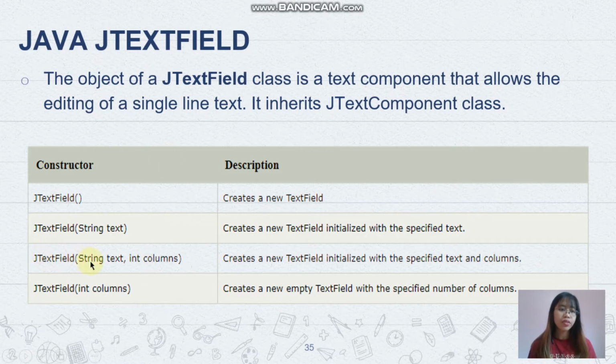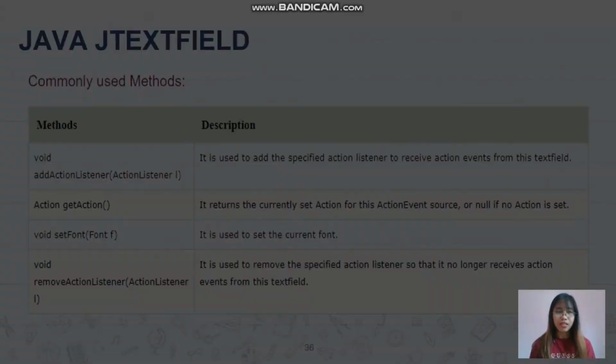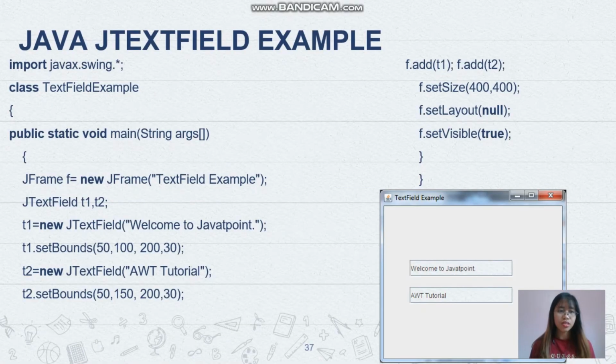So JTextField, string text and int columns. So pwede ka maglagay ng text field na merong text and columns kung gaano siya kahaba. Or JTextField with columns naman, to create a new empty text field with a specified number of columns. But actually, itong columns na to, no, pwede mo na rin yan ilagay sa width and height. Kasi kung gano'n naman kalaki yung width niya, so that will be the size of the text field and yun na rin yung columns niya. Okay? So, yun yung mga method kanina.